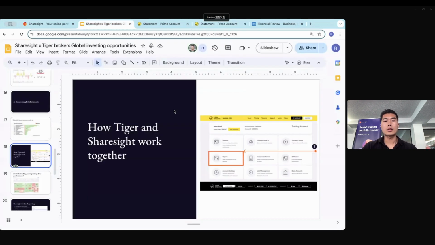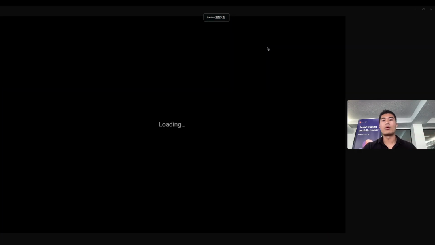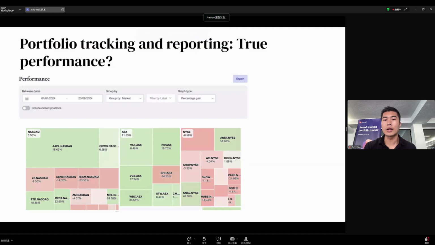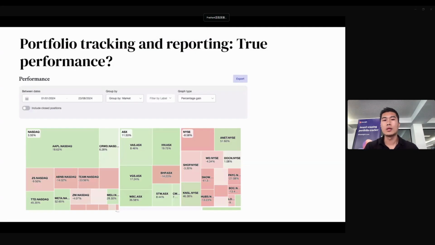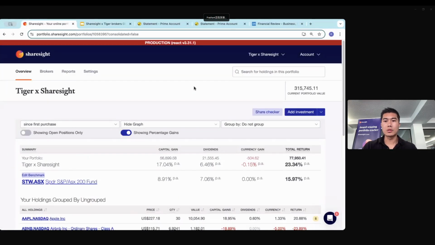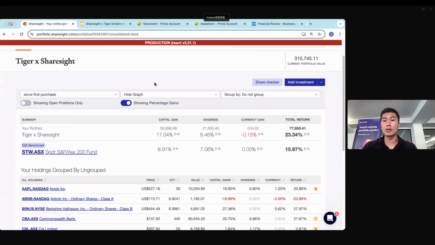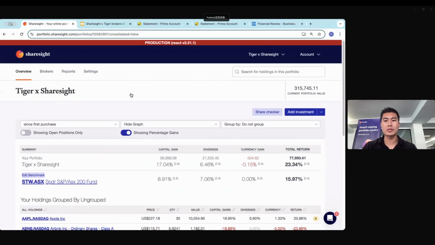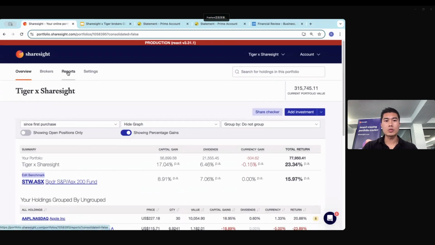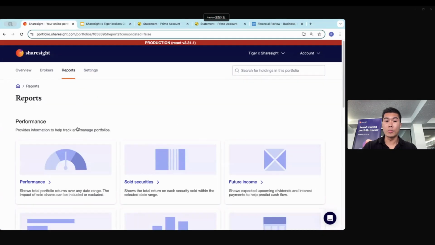And for the second part, I'm just going to quickly talk about some of the Sharesight reporting tools, and that includes tax reporting as well. The first one I'll talk about is the performance report, the portfolio tracking and reporting for your performance. So again, I'll jump into the Sharesight account. This is what Sharesight looks like. If you're new to Sharesight, this shows you the overview of all your holdings and your returns on the summary section. So I'm just going to show you the performance report quickly.